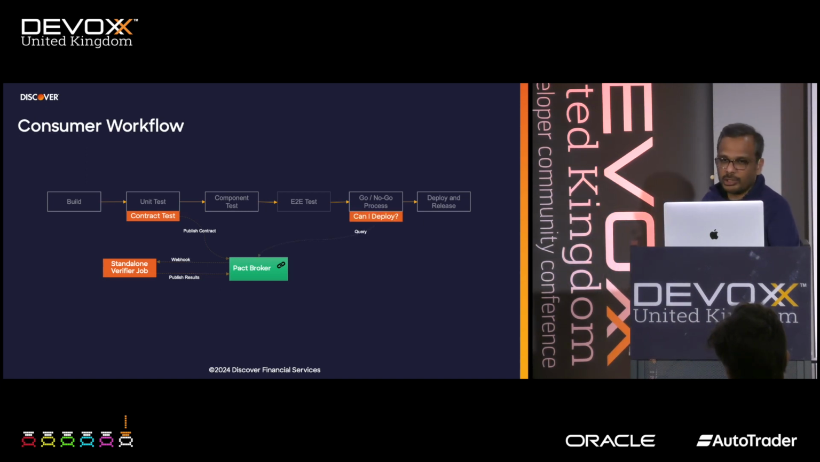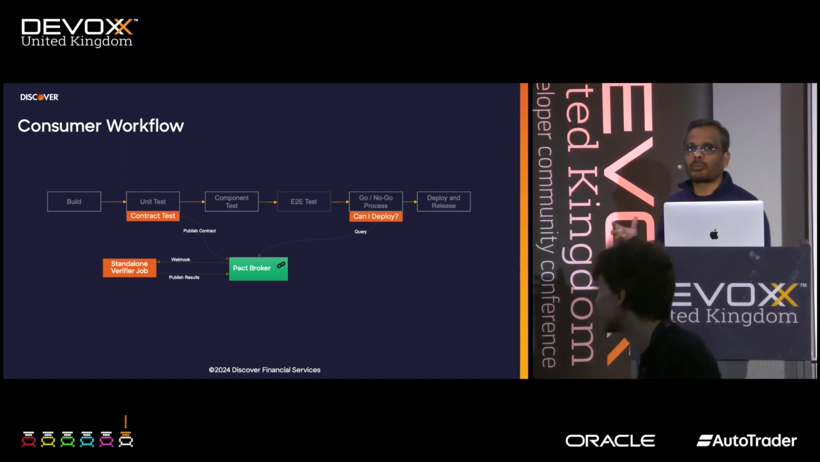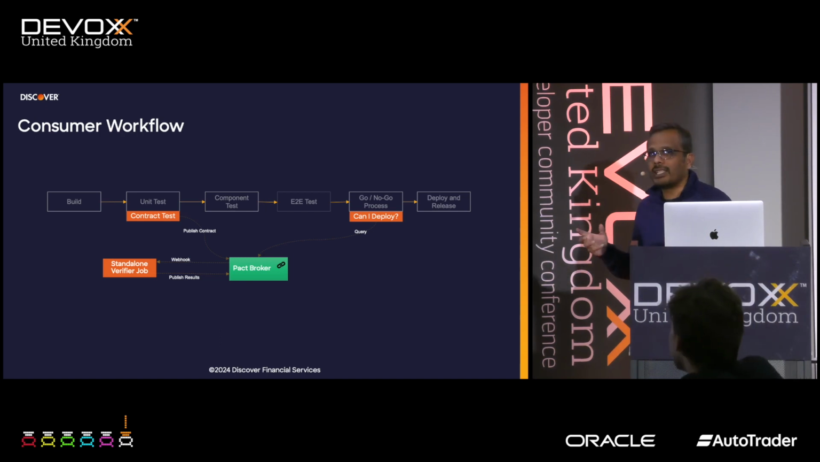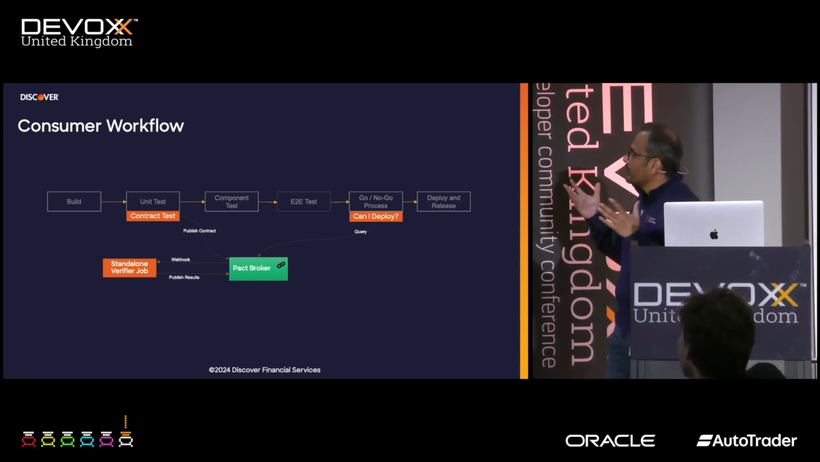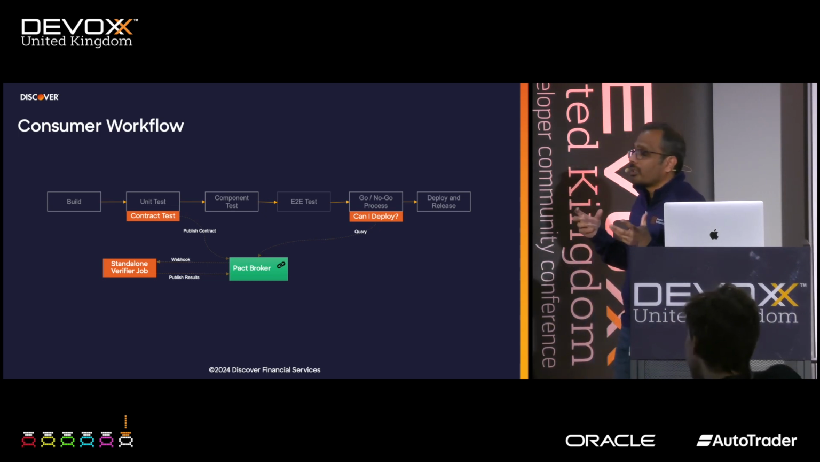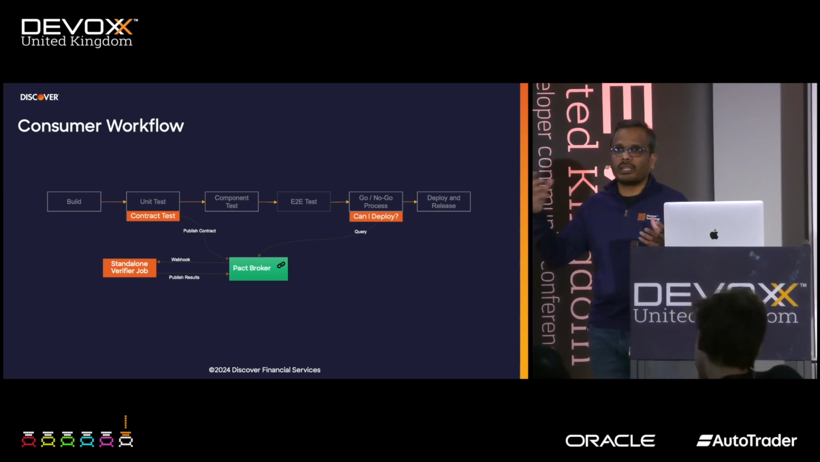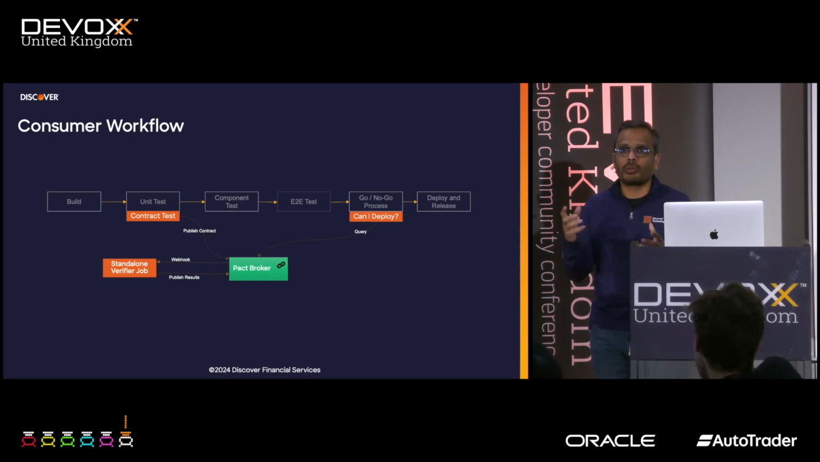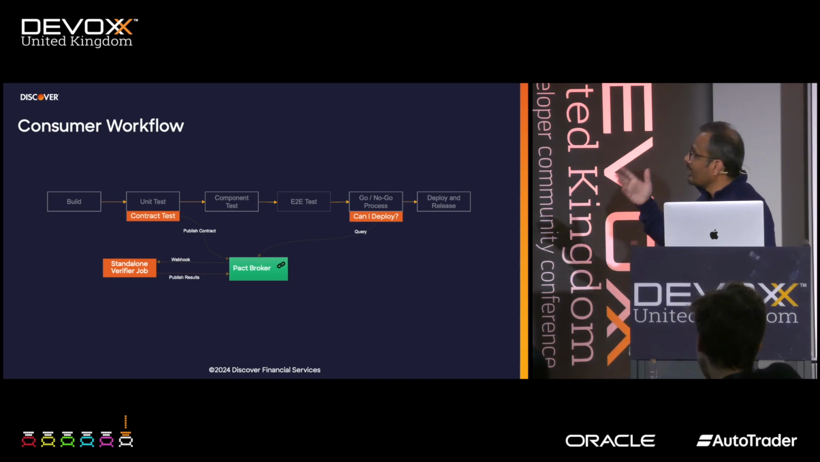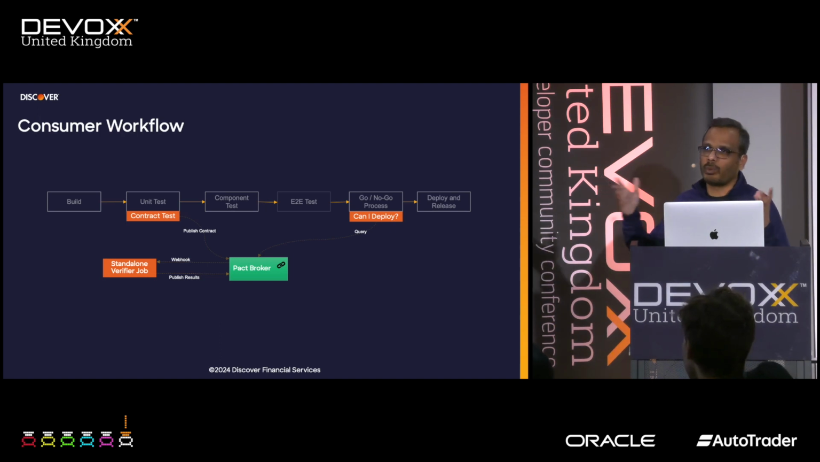Then the next stage we added is called Can I Deploy. It's actually one of the features of Pact Broker. It's basically sending a query to Pact Broker asking, hey, I'm about to deploy this version of consumer into this environment. Am I compatible with my providers already deployed in this environment? Pact Broker does some compatibility check and it says yes or no. If it is yes, then the pipeline proceeds with the deployment. If it is no, then it triggers the conversation between provider and consumer to sort out the compatibility issue.